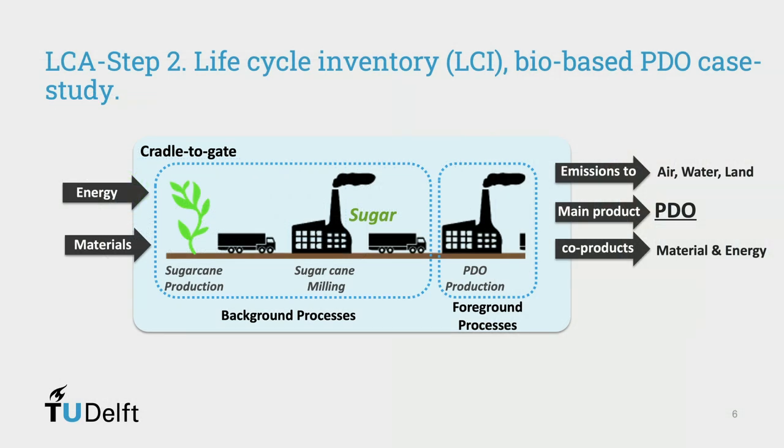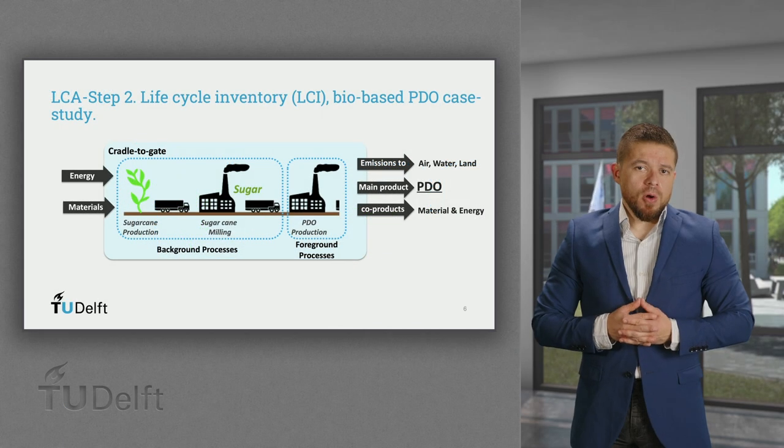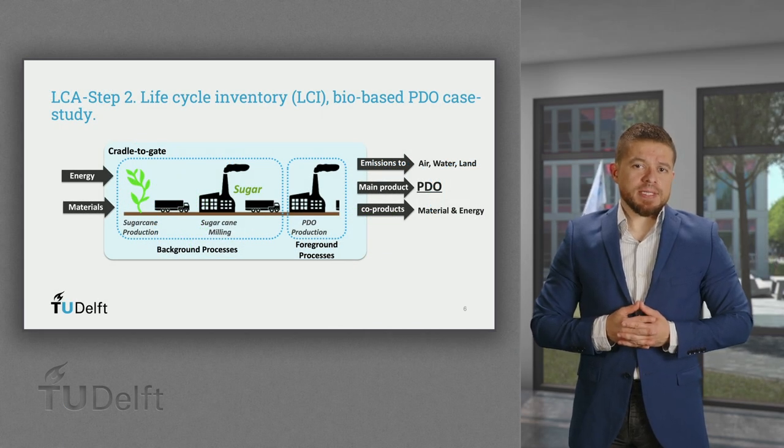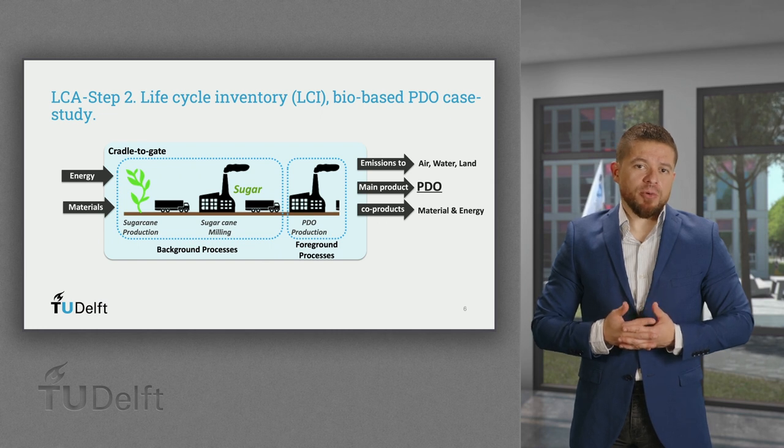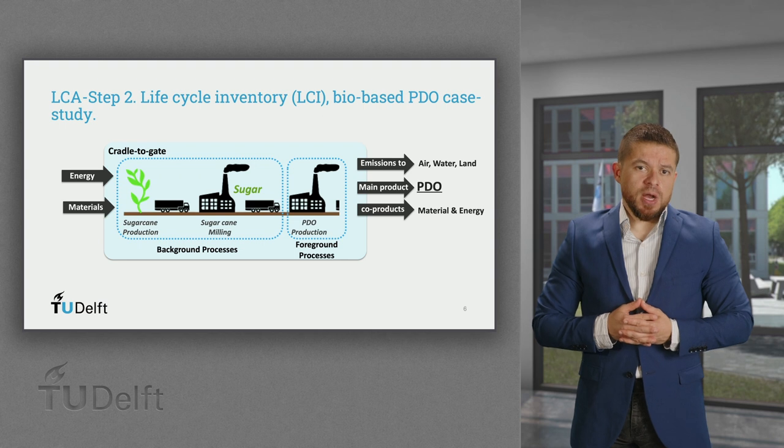The background systems refer to generic materials, energy carriers, transport modes, and waste management systems. This data can typically be found in databases and in literature. Although it is in principle possible to investigate the environmental impacts of the sugar production from any milling facility, for simplicity in this lecture, we will assume the sugarcane production and processing as a background system.